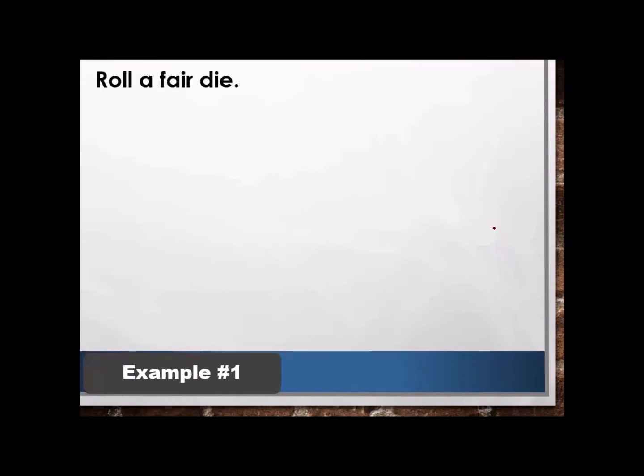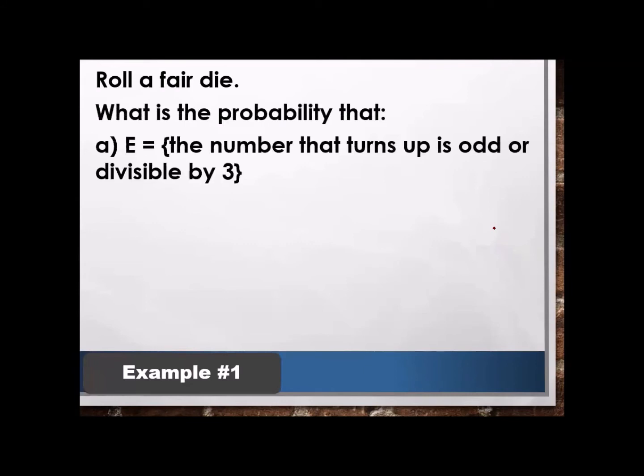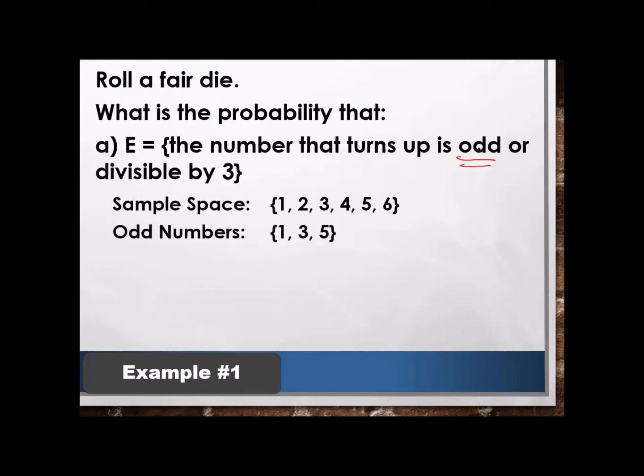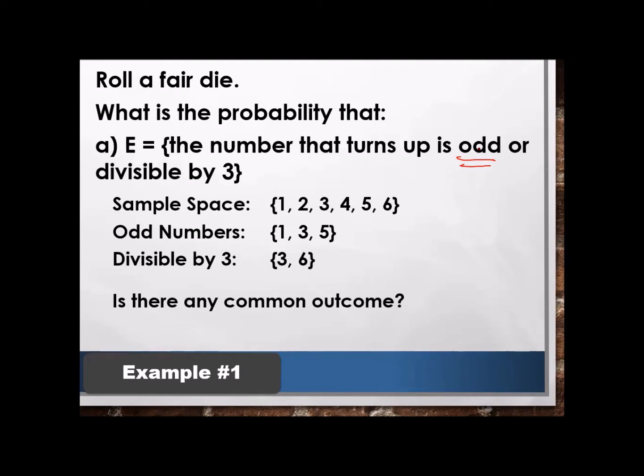Okay? Now, let's have the first example. The experiment is, you roll a fair die, a 6-sided die. Now, what is the probability that the number turns up is odd or divisible by 3? Recall, what is the sample space? We have 1, 2, 3, 4, 5, and 6. Ano ang unang event na pinag-uusapan natin? We have here odd. So what are the odd numbers? We have 1, 3, and 5. Ano ang divisible by 3? We have 3 and 6. The question here is there any common outcome? May umulit ba doon sa odd numbers at saka sa divisible by 3? Yes, there is. And it is 3. Okay?